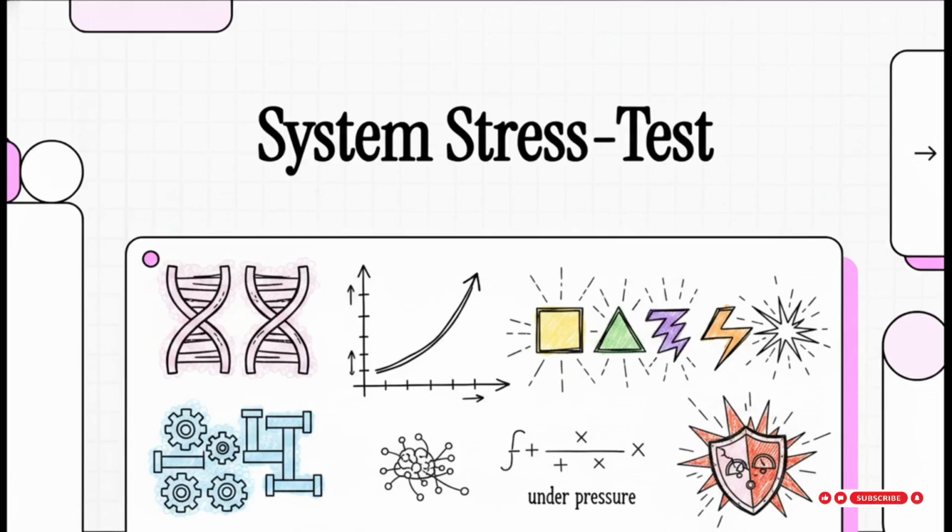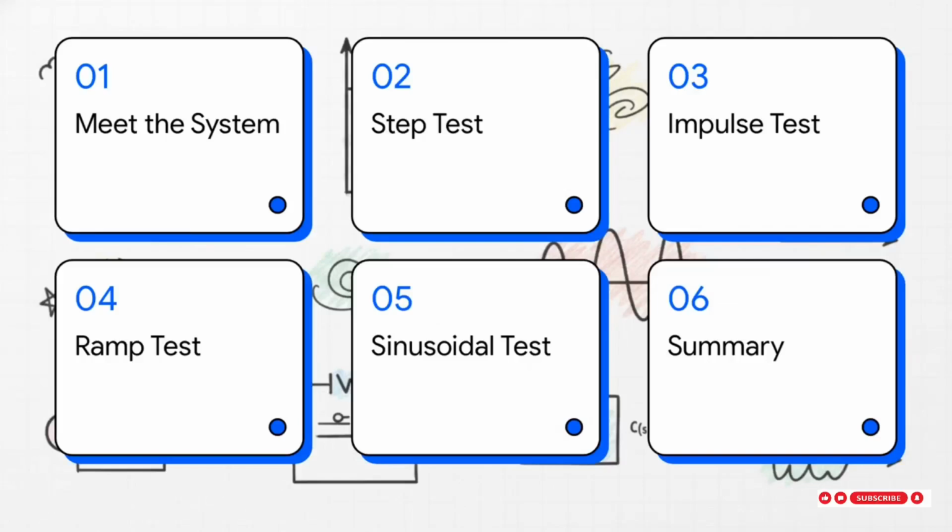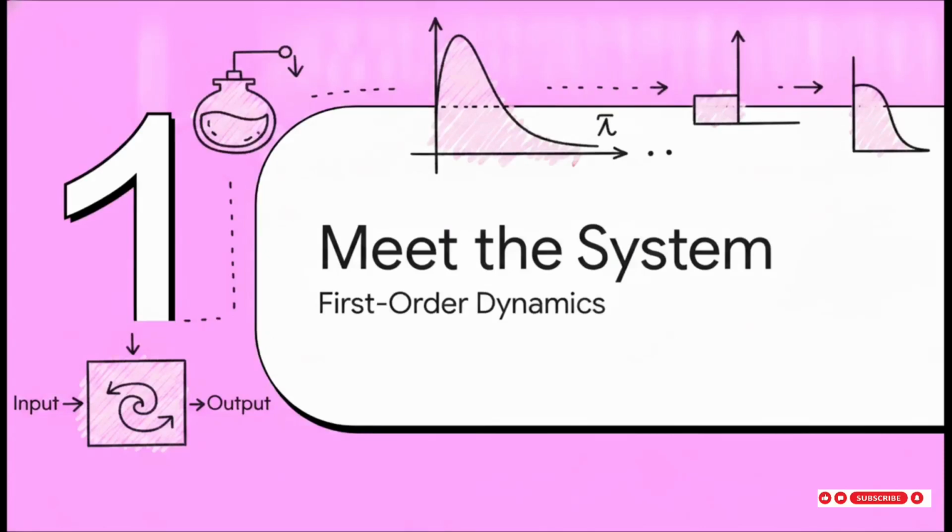Let's get into it. So, here's our game plan for today's stress test. We'll start by meeting the system, then we'll run a step test, an impulse test, a ramp test, a sinusoidal test, and finally, wrap it all up with an ultimate summary. All right, part 1, let's meet the first-order system.